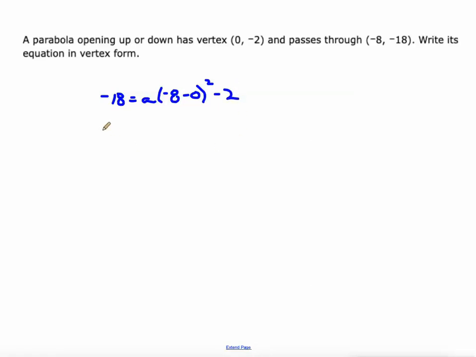So this one's a little bit more going on here. Okay, first of all, let's just do negative 8 squared, which is positive 64. And then we'll add 2 to both sides.